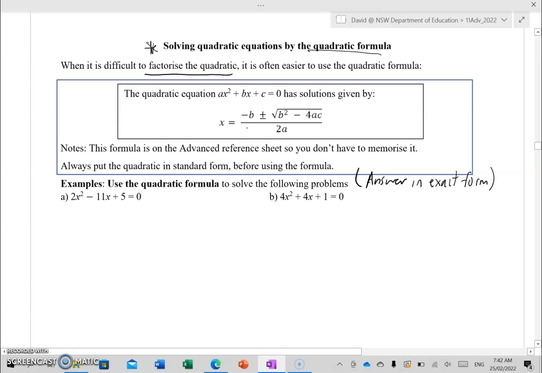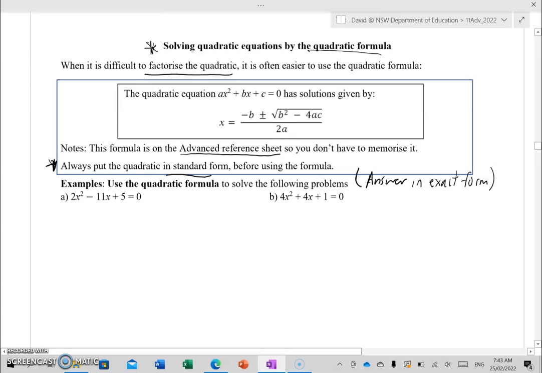So minus b plus minus square root b squared minus 4ac over 2a. Note, the formula is on the reference sheet, so you don't have to memorize it, but you're going to use it probably enough that you'll have it memorized in your head anyway. Make sure that before you use the formula that the quadratic is in standard form, so everything over the left hand side equal to 0.